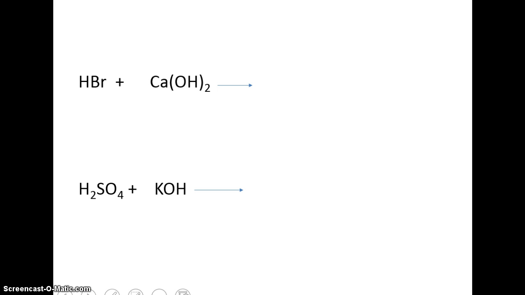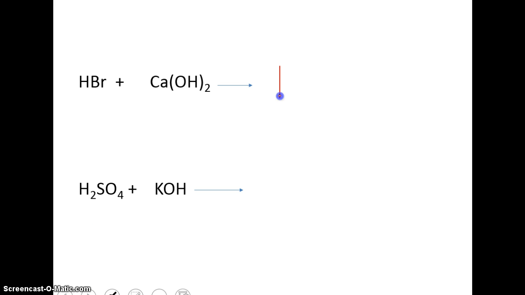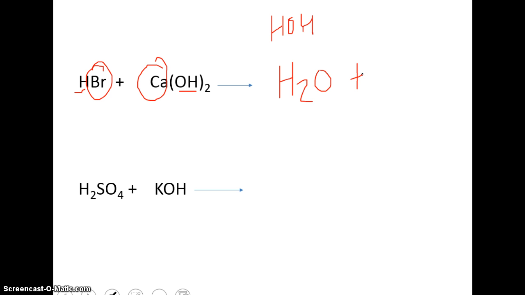Well, the first product that you need to know is that it always creates water. So the easiest one to write is that it will create water. How it gets water is it's combining the OH from the base and the H from the acid to actually make HOH, which is the same thing as H2O. Then we're going to be combining the other stuff. So we've got the Ca and the Br. So we're going to add those together.